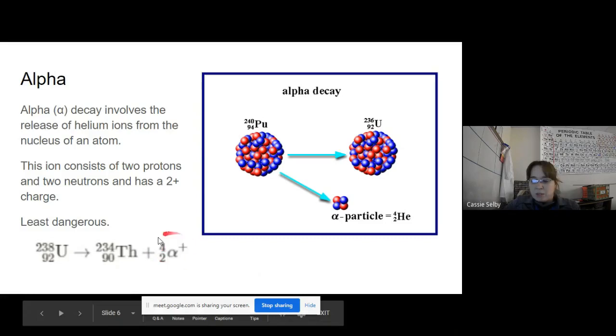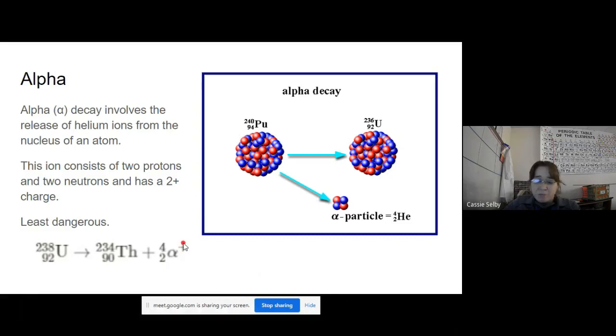We really need to know what an alpha particle is, and that this is an alpha particle. So make sure you have that written down somewhere. It's important, and you're going to have to be able to identify it later.